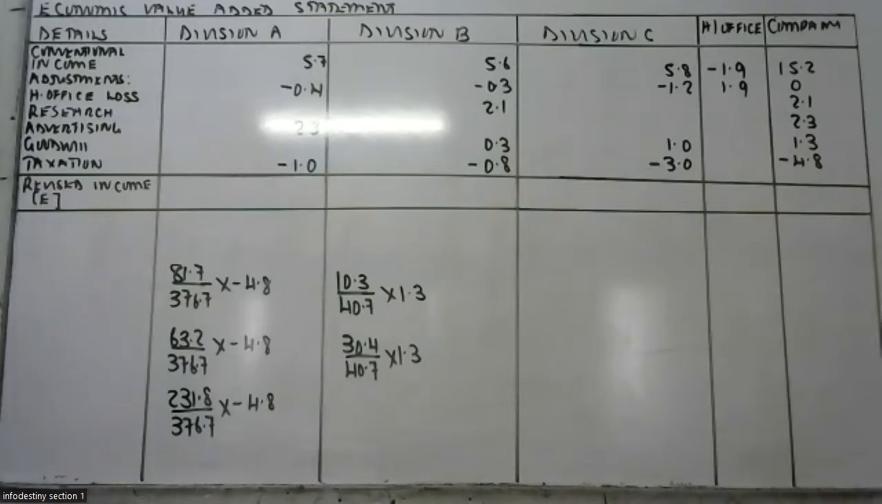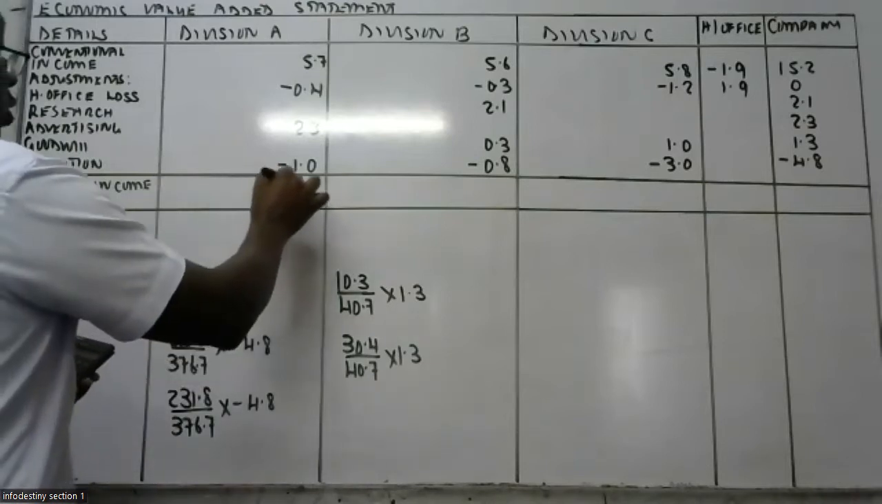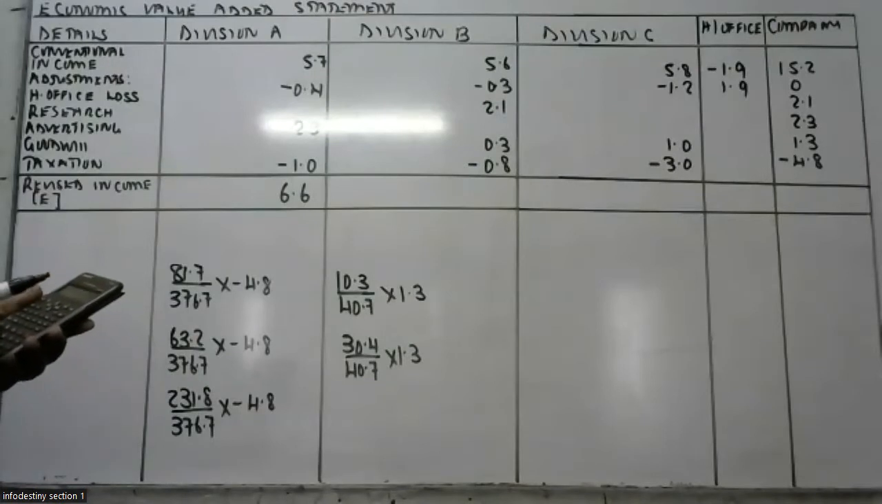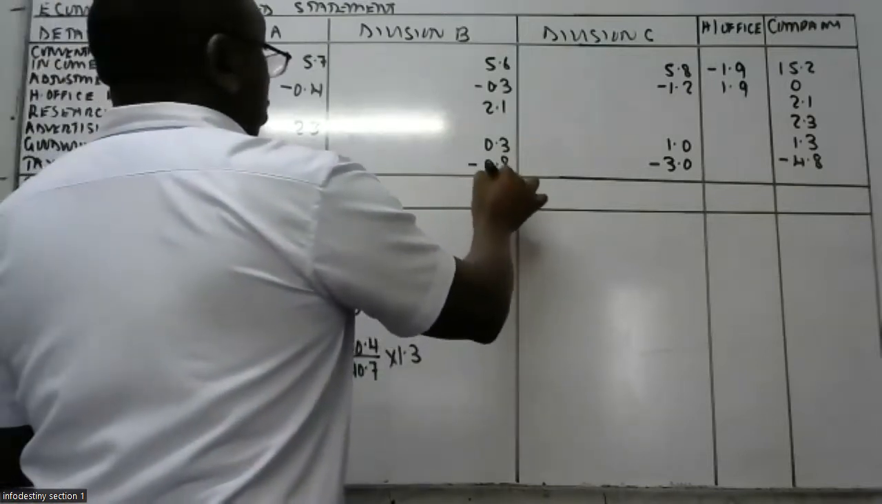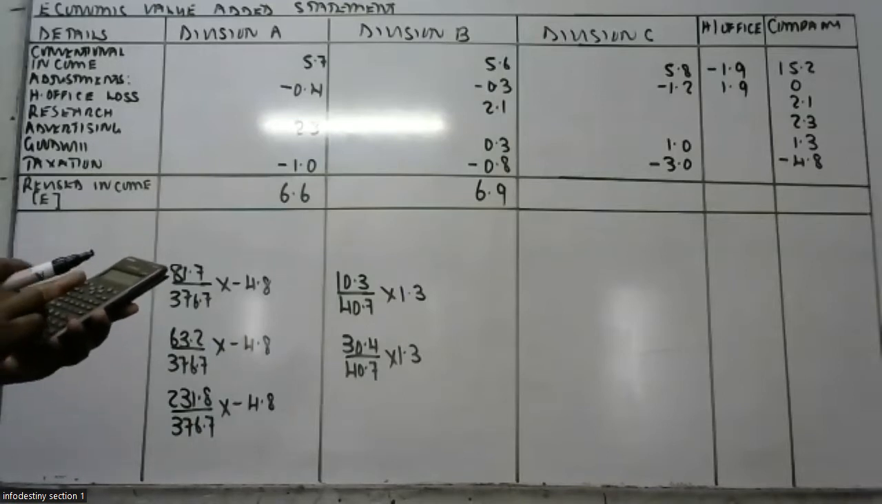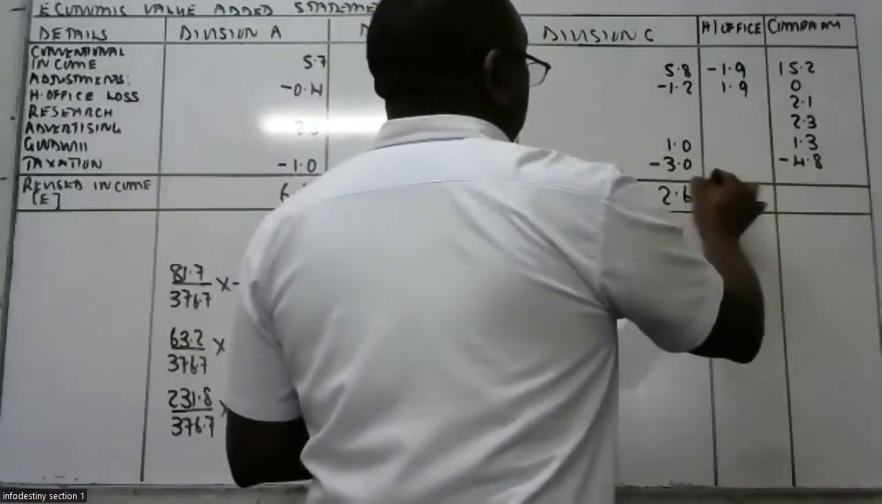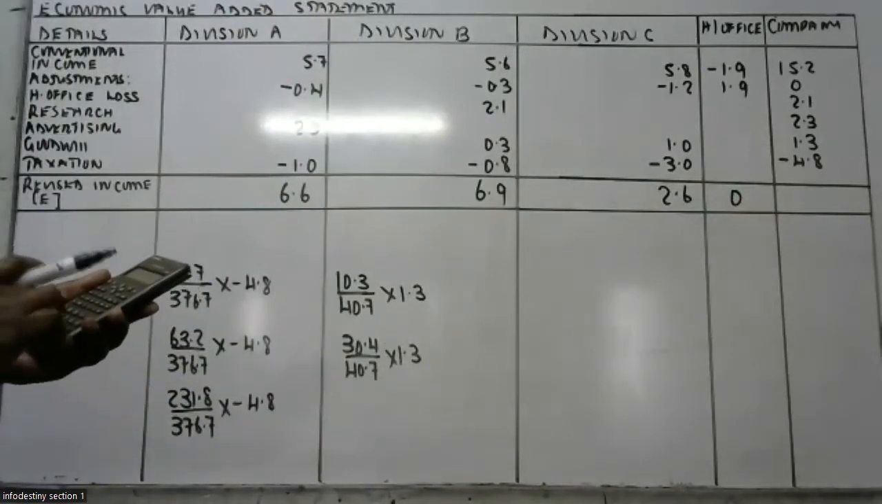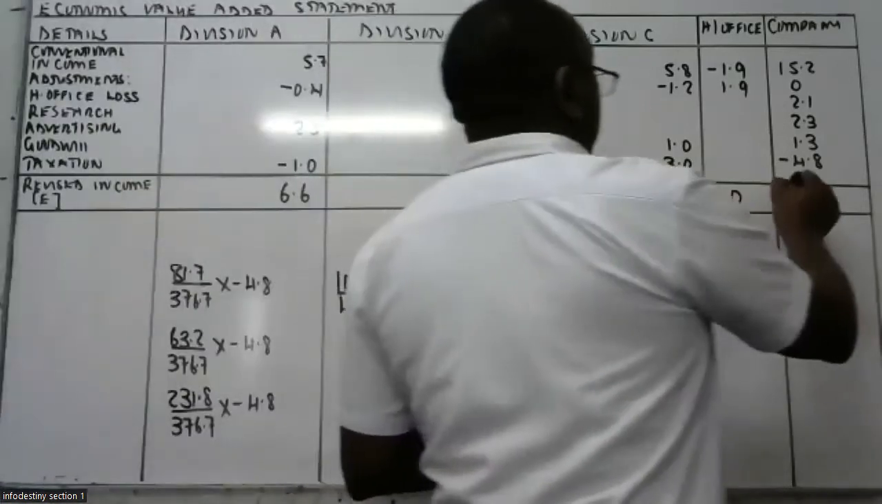So for the first one, it will be 5.7 minus 0.4 plus 2.3 minus 1. I'm getting 6.6. When you go to the next one, you say 5.6 minus 0.3 plus 2.1 plus 0.3 minus 0.8 is 6.9. Then 5.8 minus 1.2 plus 1 minus 3 is 2.6. Then 15.2 plus 2.1 plus 2.3 plus 1.3 minus 4.8 is 16.1.